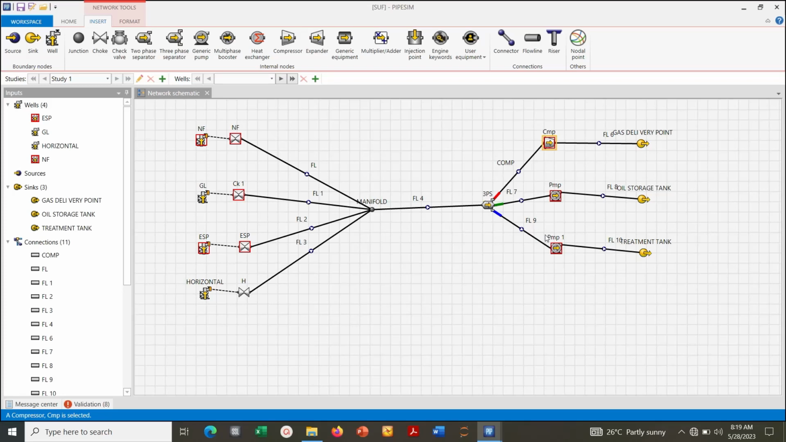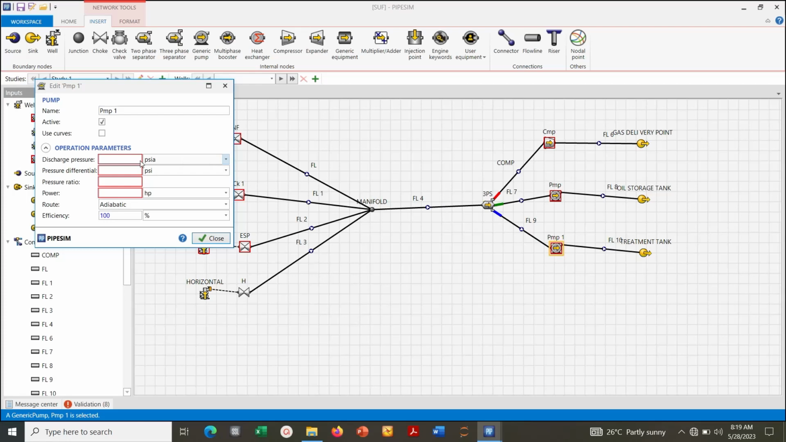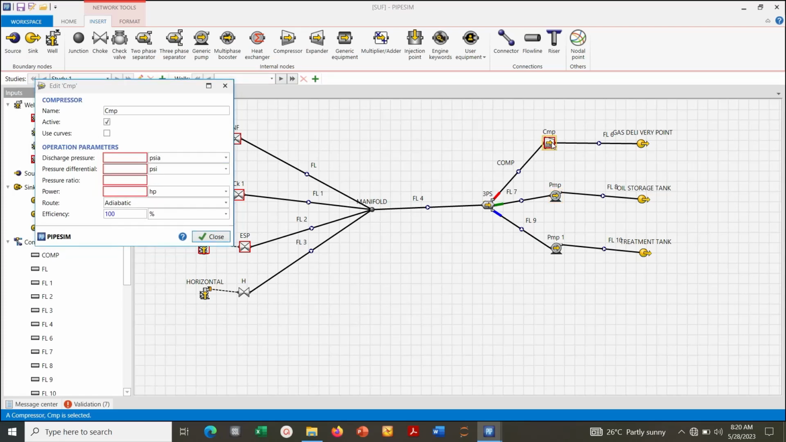The next step is to double click on pump and then put differential pressure 50, and then click the next pump, differential pressure 50 psi, and then the same thing with this one, differential pressure 50 psi.